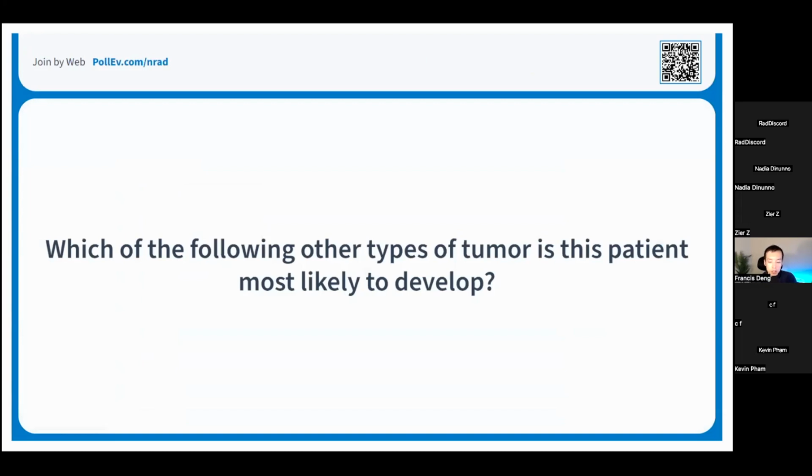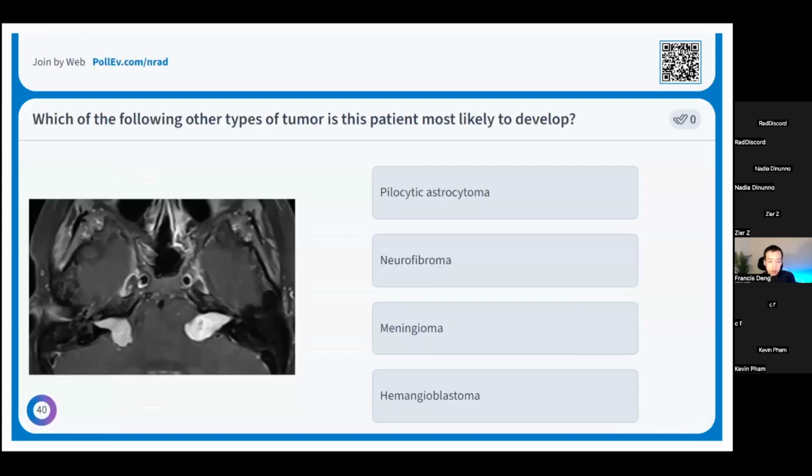Which of the following other types of tumor is this patient most likely to develop? So it's a two-step question. What disease does this patient have? And what other type of tumor are they susceptible to?